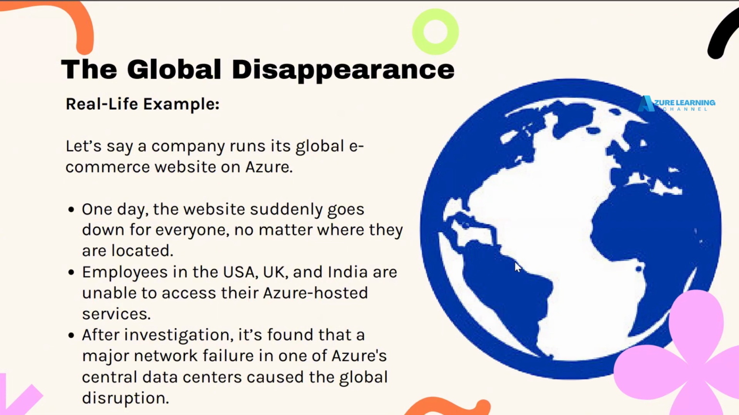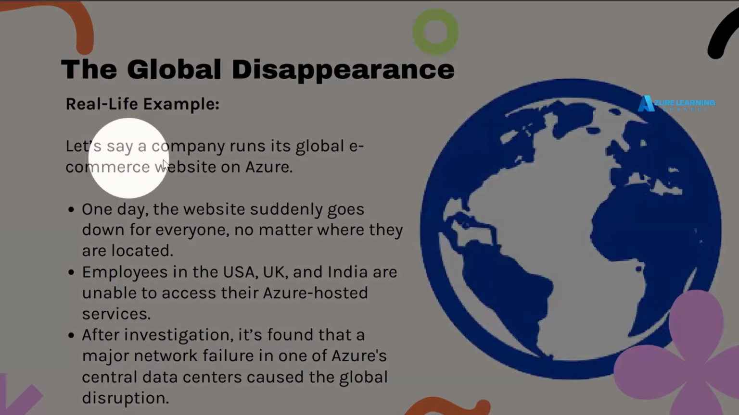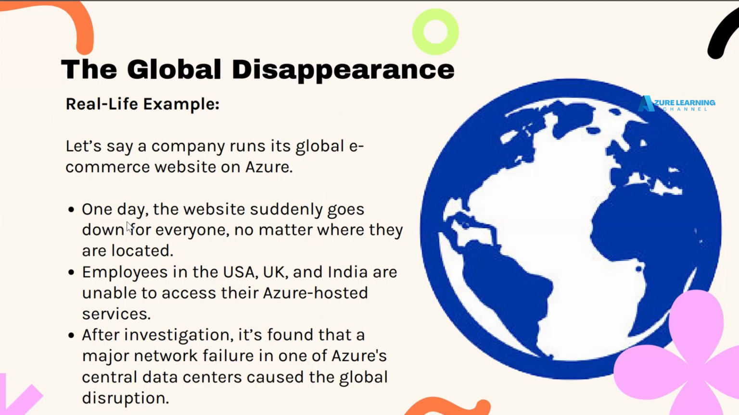So to get a complete idea, I took this scenario. See here, a company runs its global e-commerce website on Azure. One day the website suddenly goes down for everyone, no matter where they are located. Employees in the USA, UK, and India are unable to access the application hosted on Azure. After the investigation, what they found is that a major network failure happened in the region's data center, and this issue was caused by that.